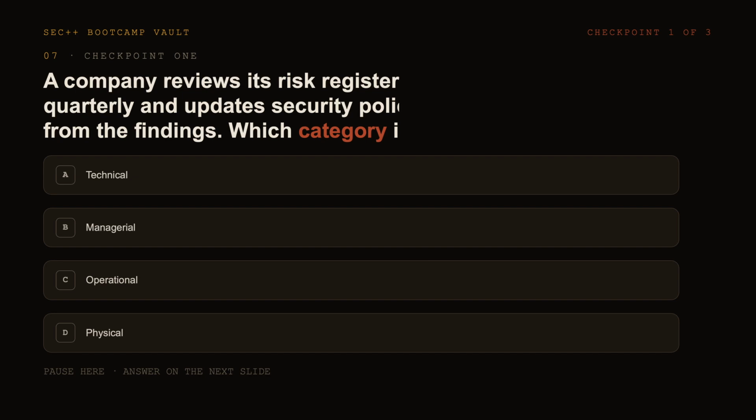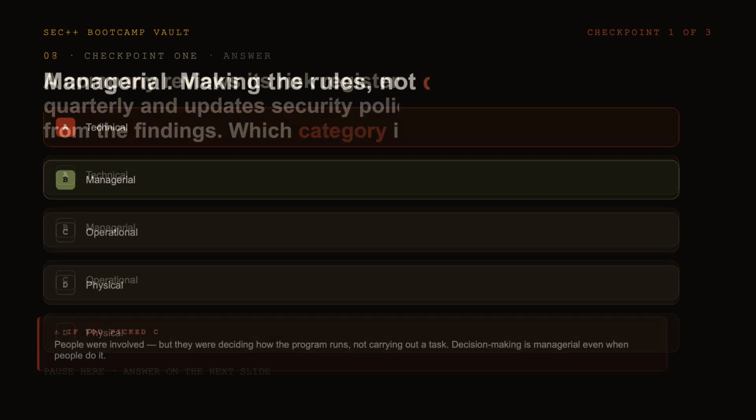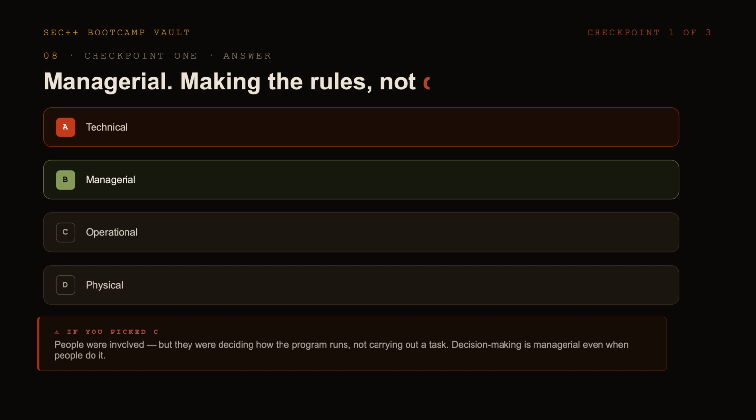Now, if you pick C, operational, because people are doing the review, here is the fix. Operational is people carrying out security tasks, like running training or checking accounts. Reviewing risk and rewriting policy is deciding how the whole program runs. That is management work. 1 checkpoint down, 2 to go.